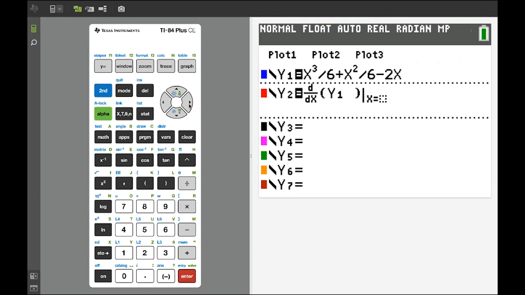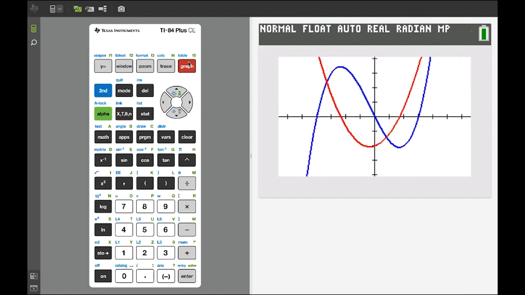Now, instead of evaluating this nDeriv at a single point, we're going to evaluate it at each x value across the screen. So I've entered that, and here comes the graph of the derivative. Not surprisingly, it's a graph of a quadratic. I want to draw special attention to the relationship between these two graphs.